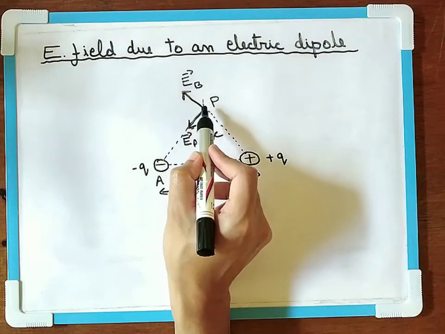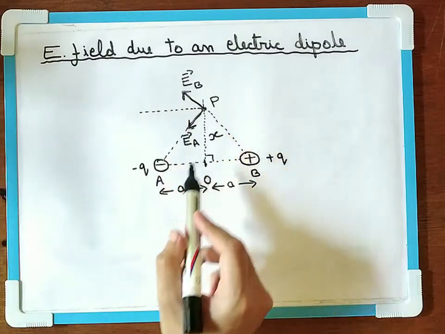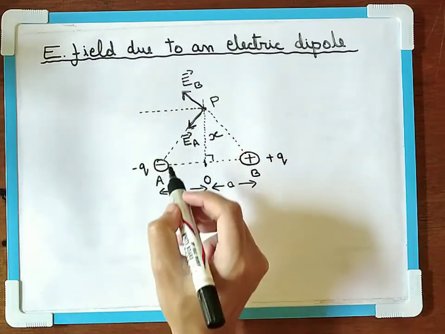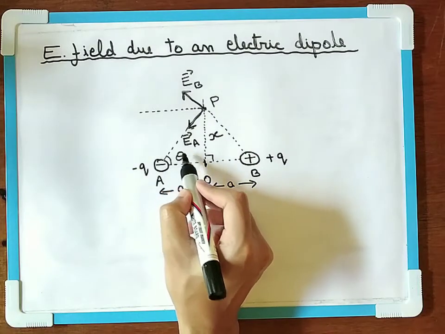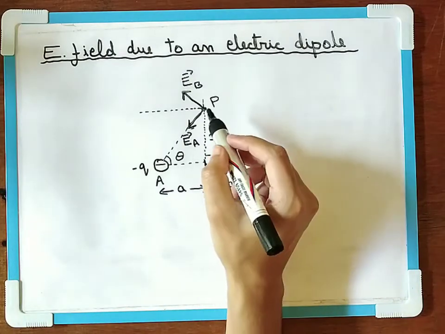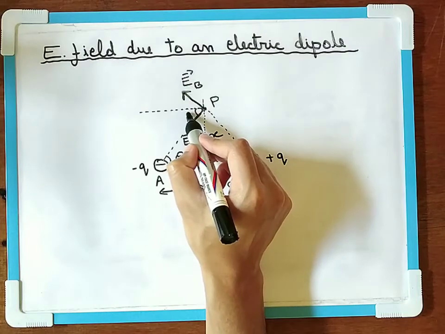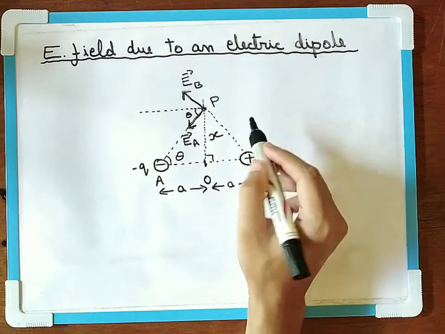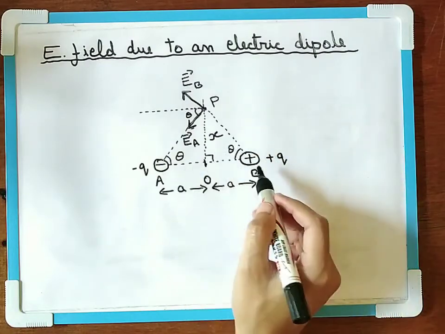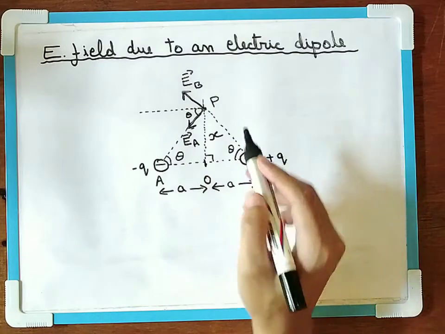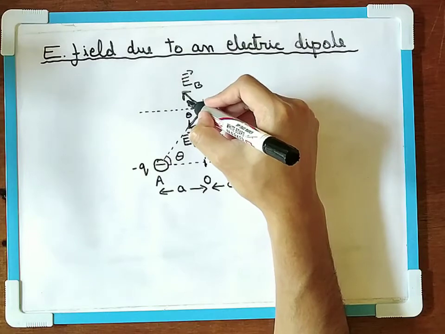So first what I'll do is I'll draw a line which is parallel to the dipole axis, and let this angle PAO be theta. The angle PBO is theta. So we have this angle here also equal to theta. Then again, the angle PBA is equal to theta. They are equal since they are equilateral triangles, and this angle here is also equal to theta.